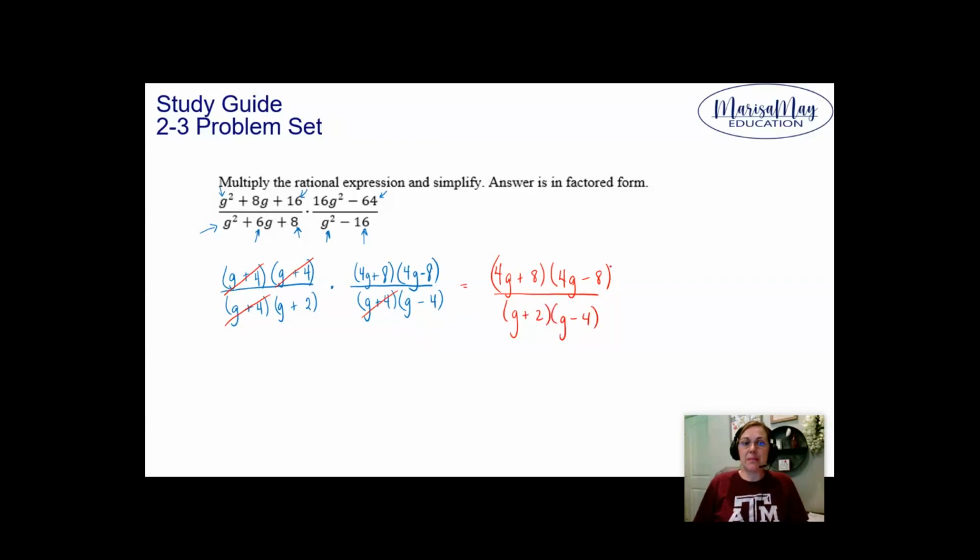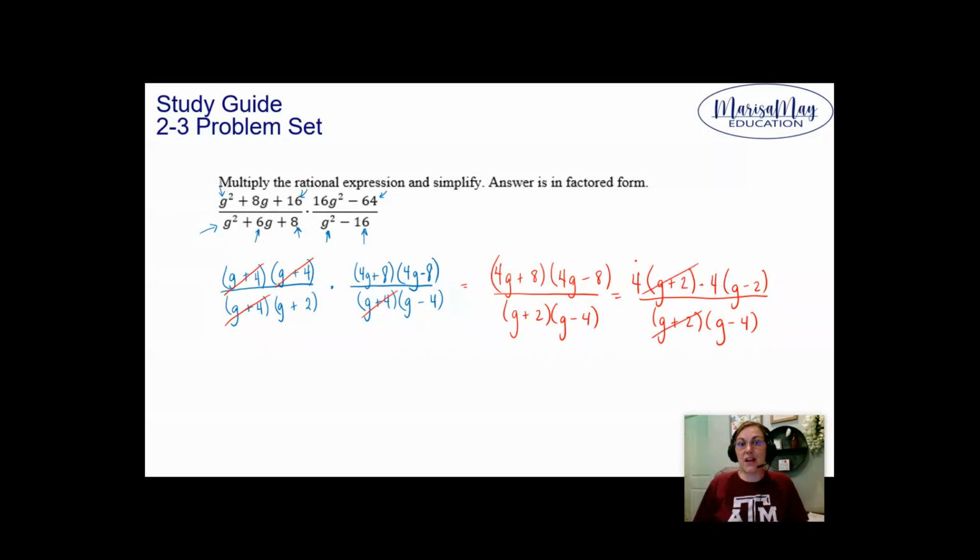So I notice that they both have a 4. So let me pull that out. I've got 4 times g plus 2. And then I'll do the same thing on the second one. I've got 4 times g minus 2. Now, that might seem trivial to you, but it actually allows us to cancel the g plus 2.